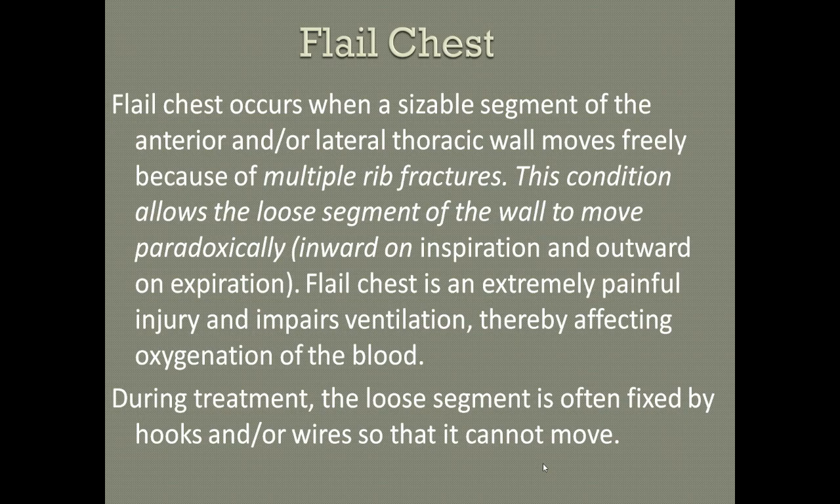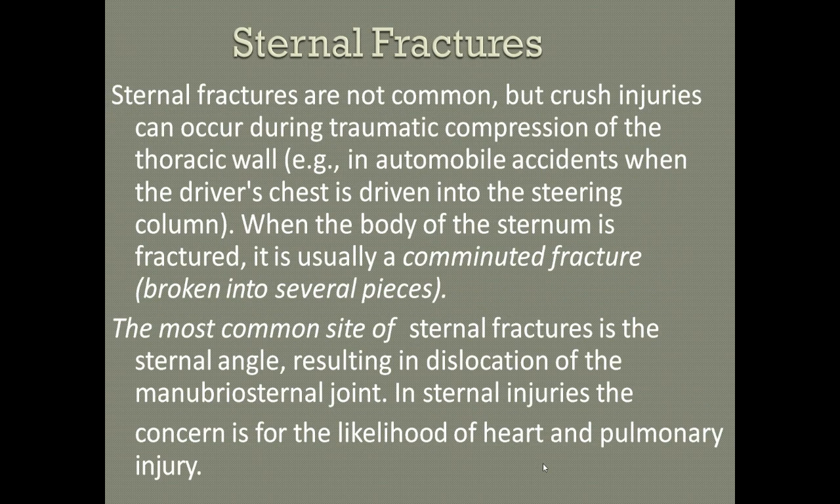Flail chest occurs when a sizable segment of the anterior and lateral thoracic wall moves freely because of multiple rib fractures. These conditions allow the loose segment of the wall to move paradoxically. Flail chest is an extremely painful injury and impairs ventilation, thereby affecting oxygenation of the blood. During the treatment, the loose segment is often fixed by hooks and wires so that it cannot move.